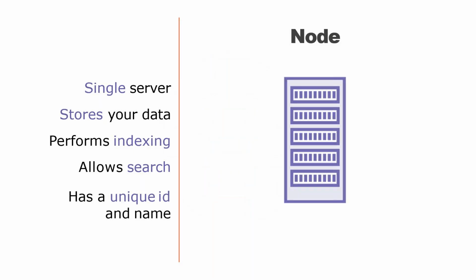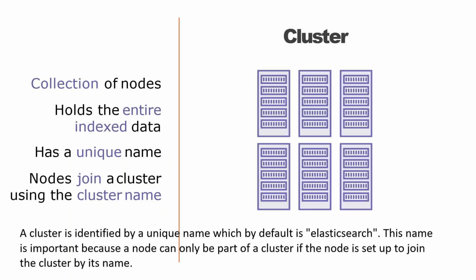Now you should also talk about the node. What is a node then? In Elasticsearch, if you set up a multi-node cluster, a node means one machine. It represents one physical server or one virtual server on which one copy of Elasticsearch is running. It can be a single server that stores all of your data, performs indexing, and allows searches, and each node has a unique ID and name in the cluster.